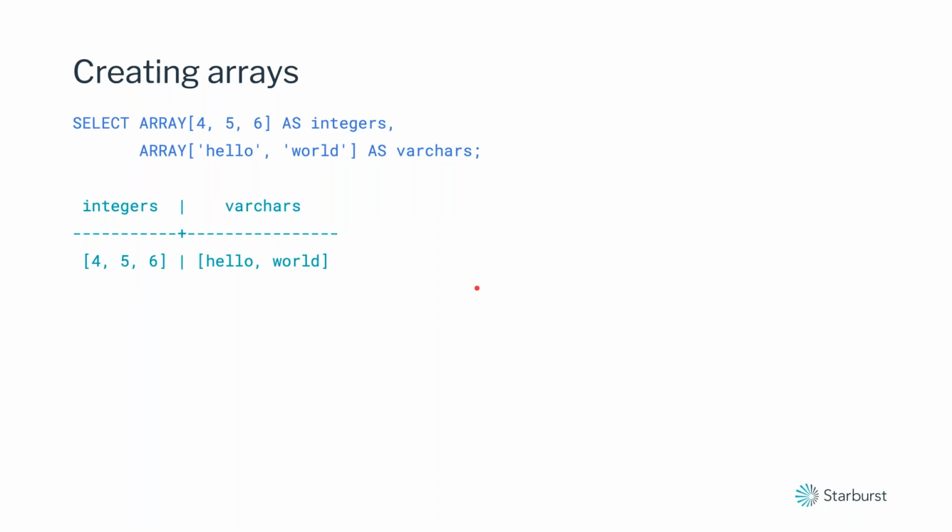So the first thing we look at is how do we create arrays in a Presto query? It's pretty simple. You just do array with a bracket, and then you have the values that go into your array. And so here we've got creating arrays of integers and arrays of strings or varchars.